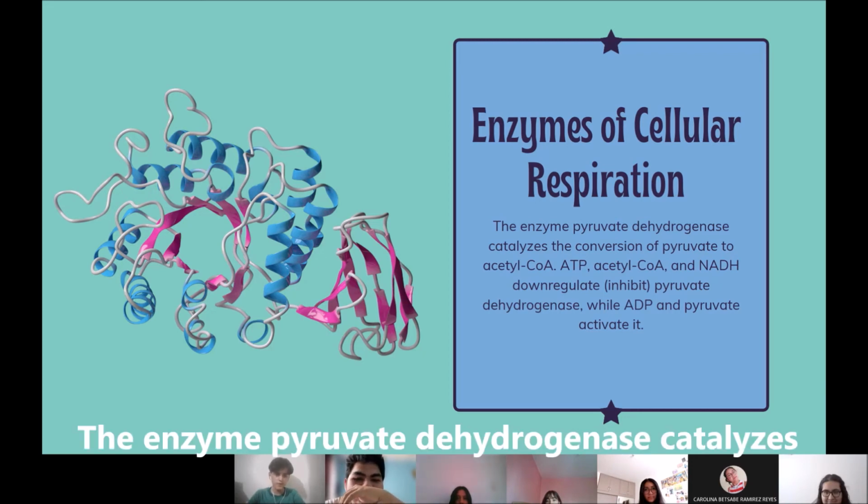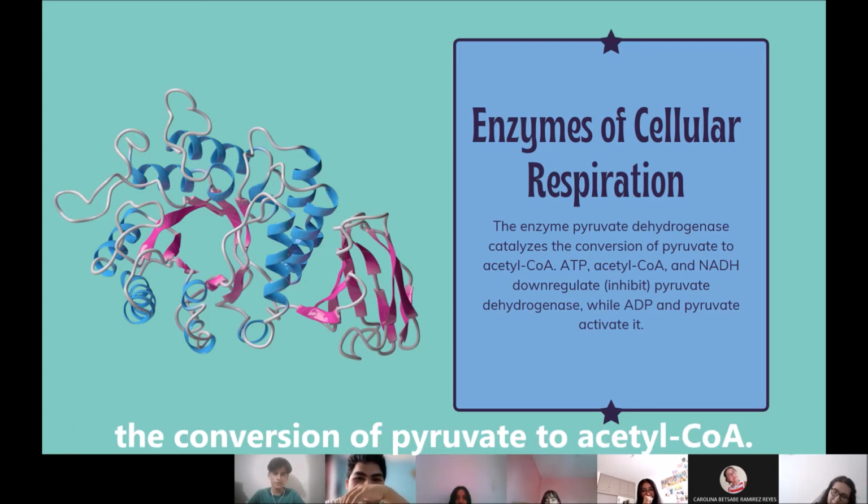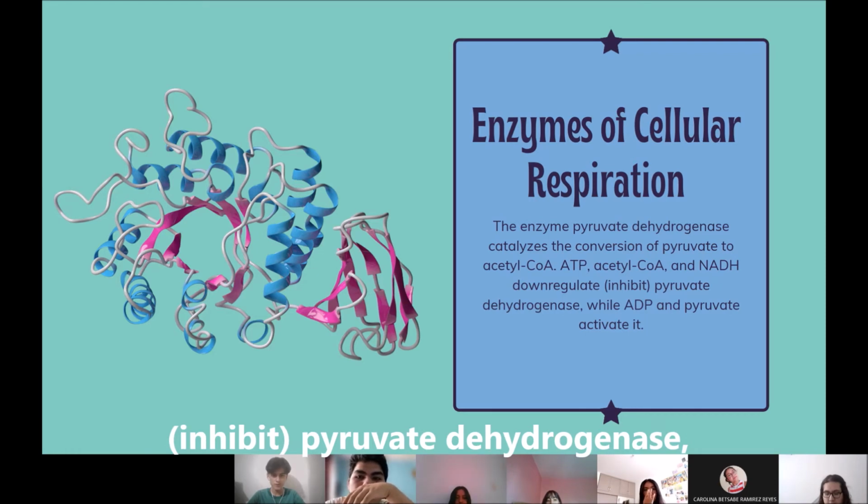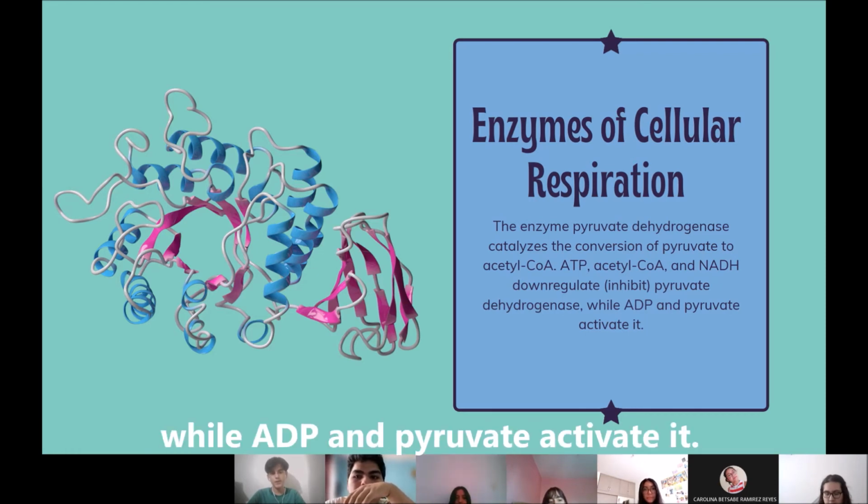The enzyme pyruvate dehydrogenase catalyzes the conversion of pyruvate to acetyl CoA. Acetyl CoA and NADH inhibit pyruvate dehydrogenase, while ADP and pyruvate activate it.